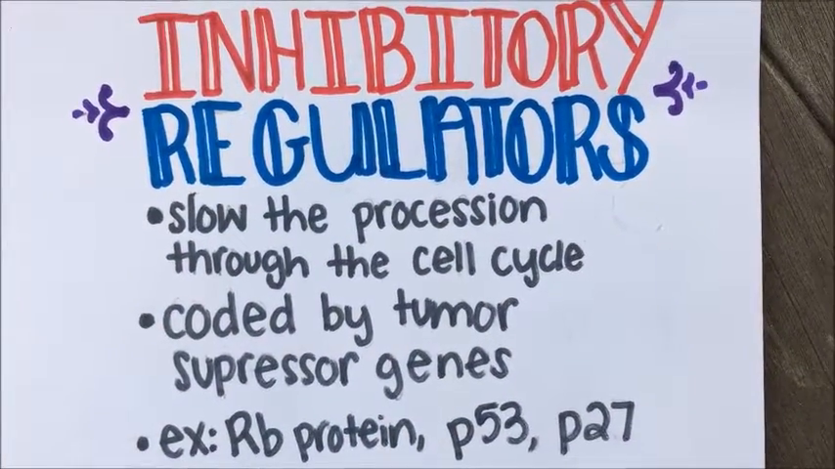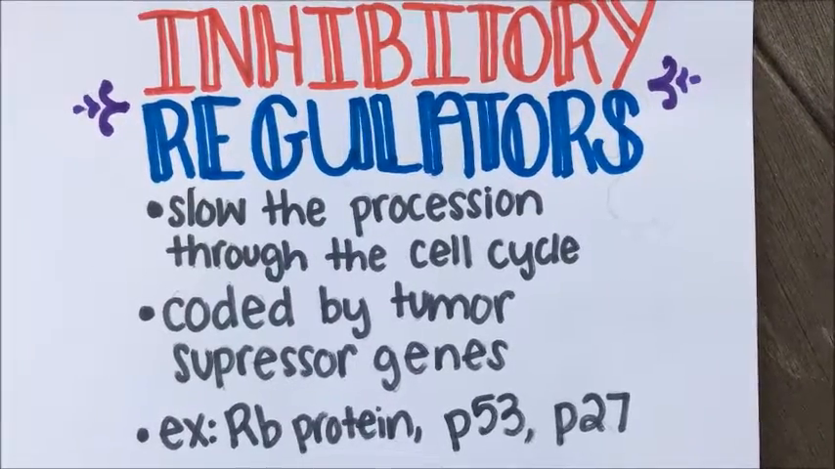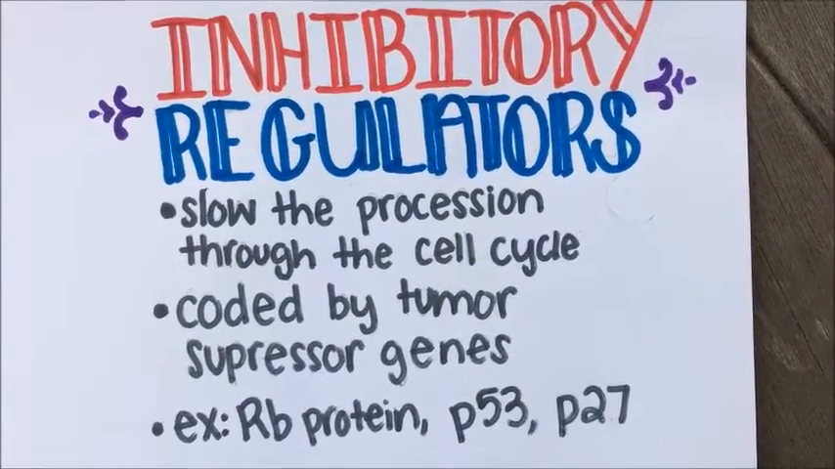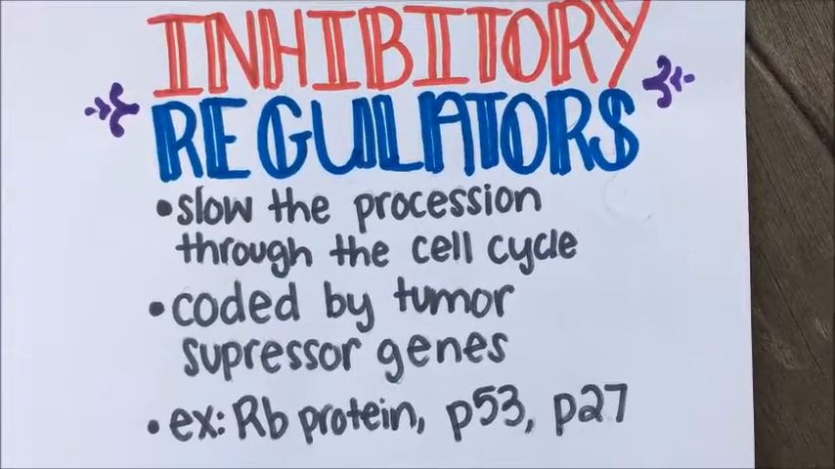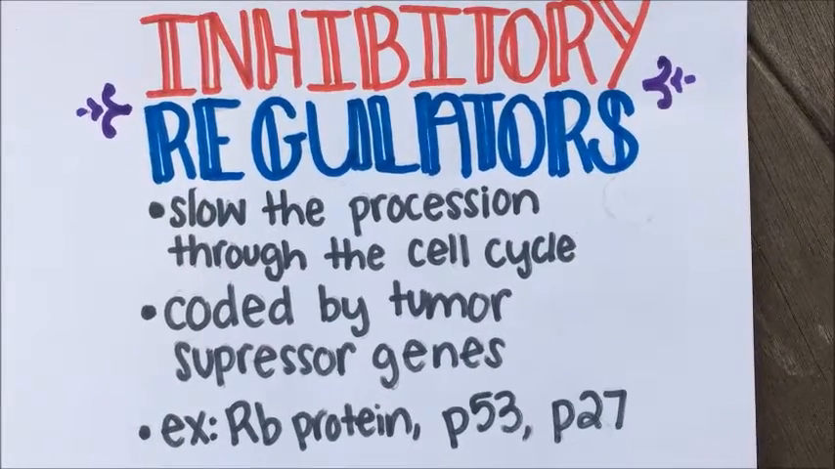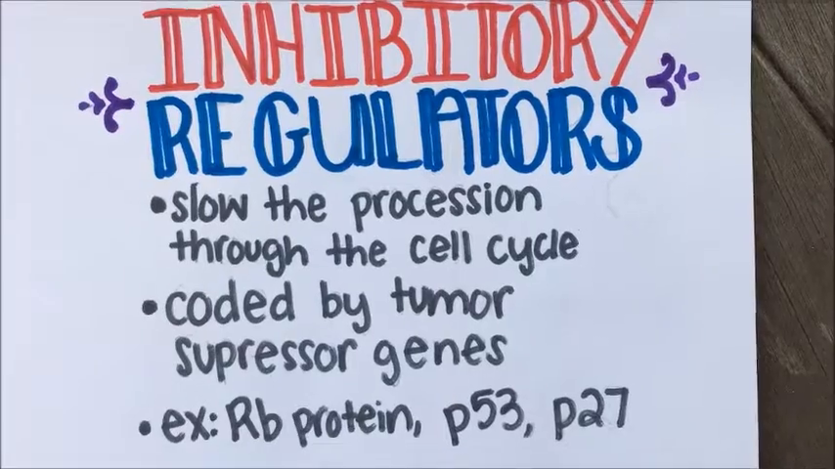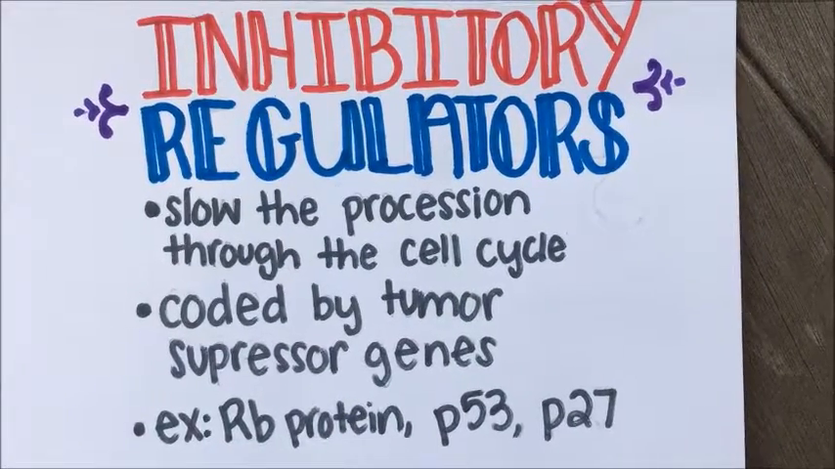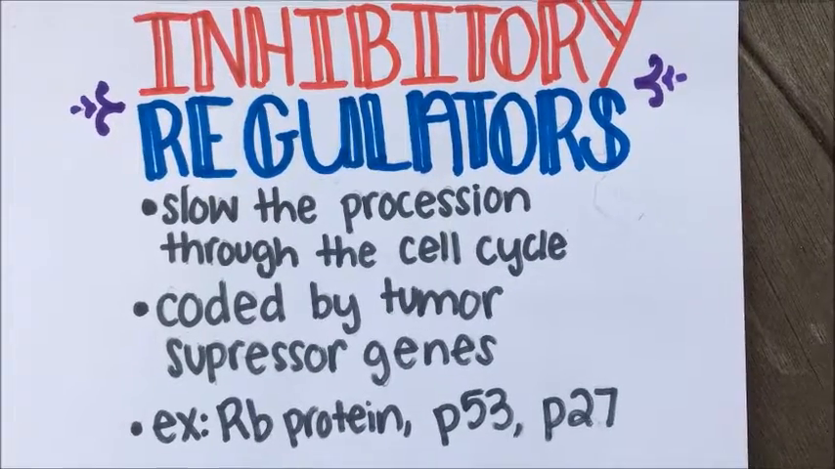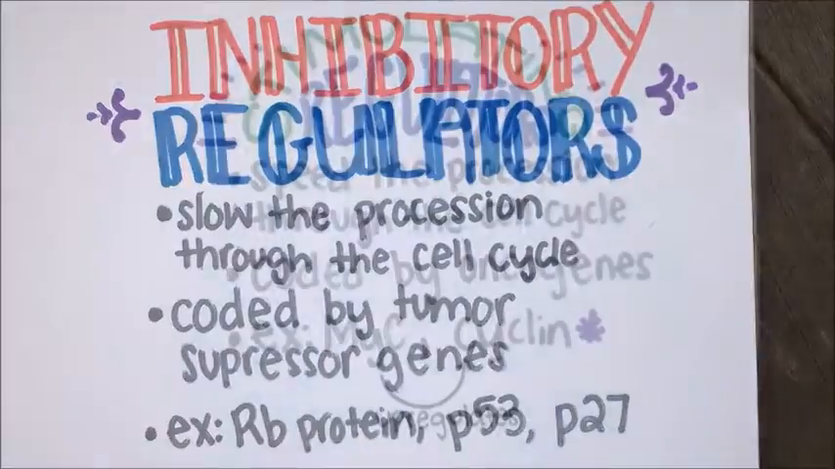The proteins that control the procession through the cell cycle are called regulators. First off, we have inhibitory regulators, which slow the procession through the cell cycle or inhibit it. These are coded by something called tumor suppressor genes on the DNA. Some examples are the RB protein, P53, and P27. The main problem with inhibitory regulators occurs when there's not enough of them and the cell is allowed to move through the cycle when it's not supposed to.